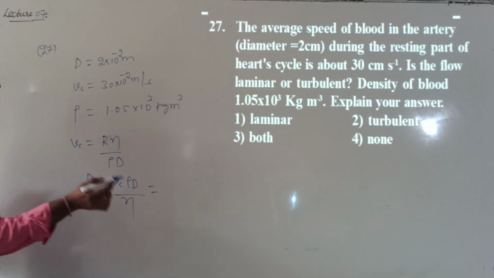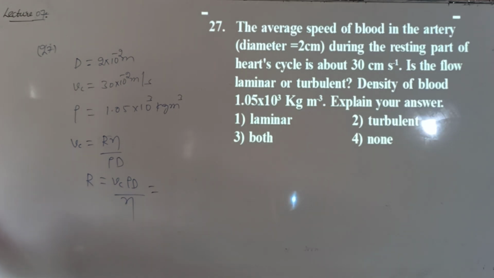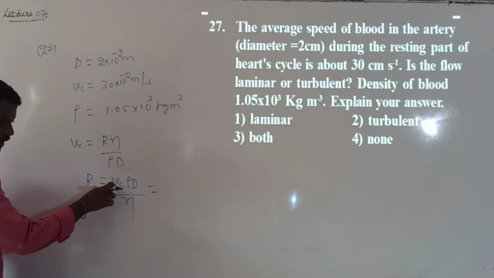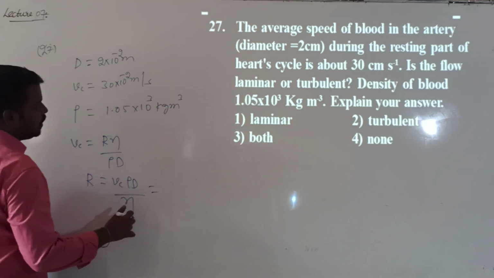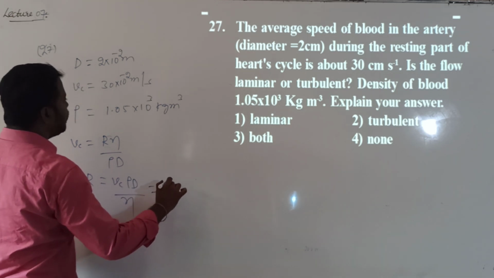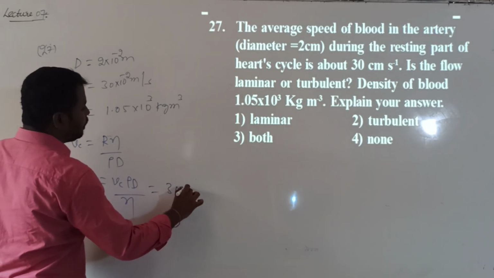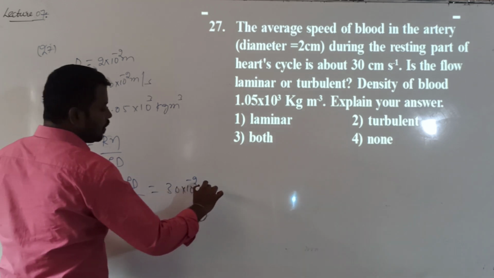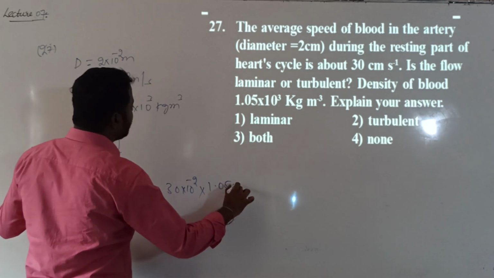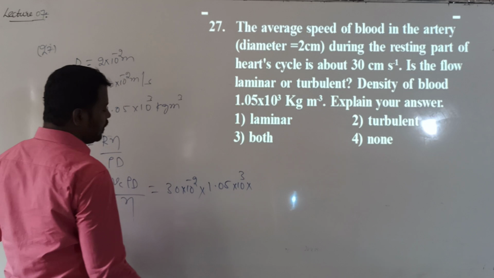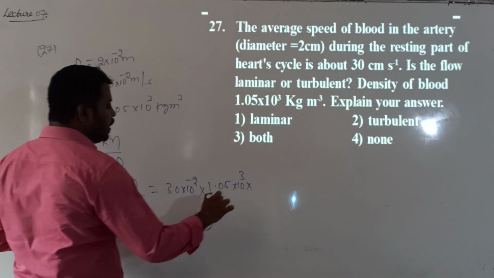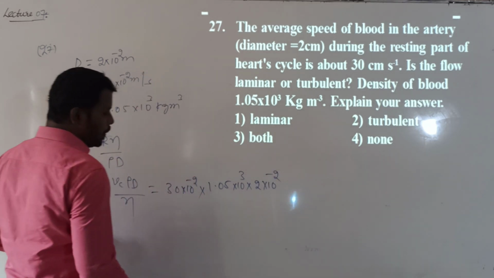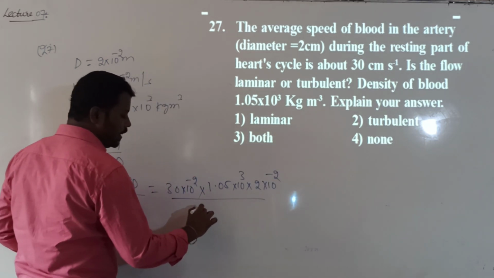The viscosity of the blood will be more than water. So I will calculate the value approximately, without eta, using the formula Vc into rho into d. Vc is 30 into 10 power minus 2, into rho value 1.05 into 10 to the power of 3, into d value given as 2 into 10 power minus 2. Approximately, I will take the eta value as it is.